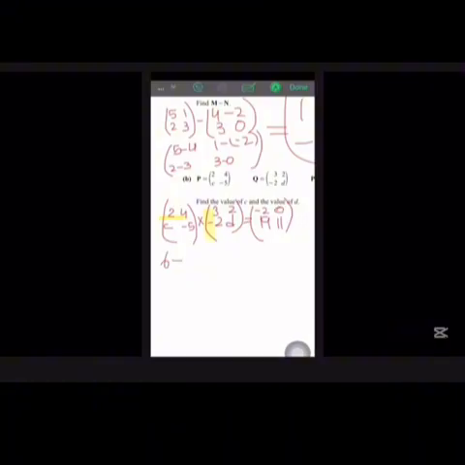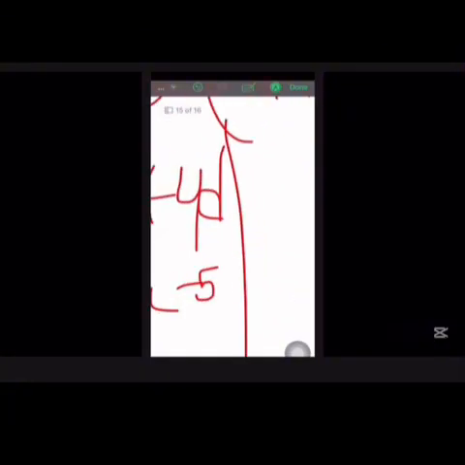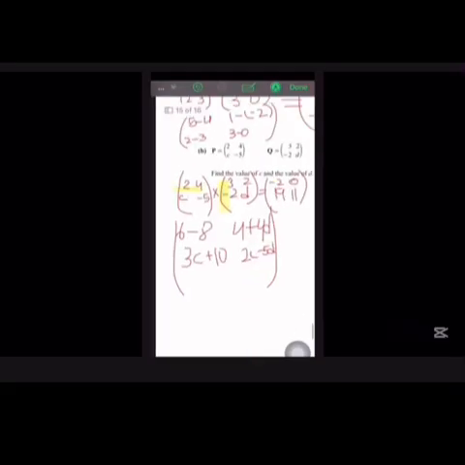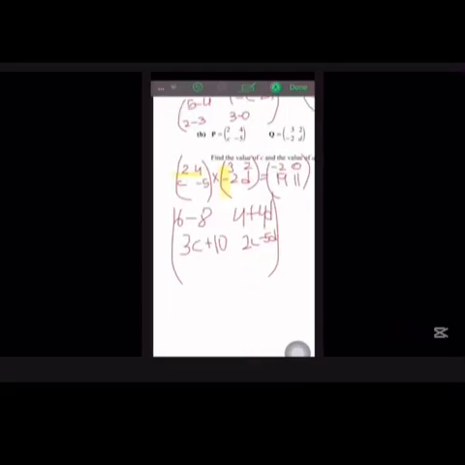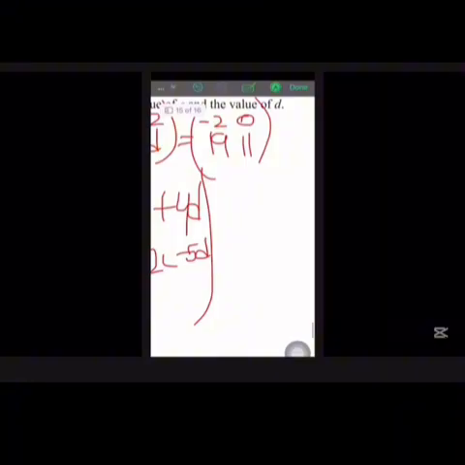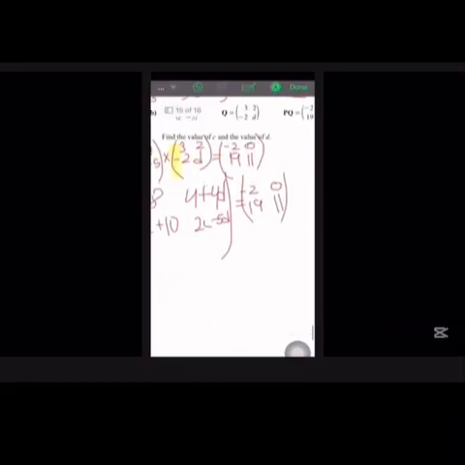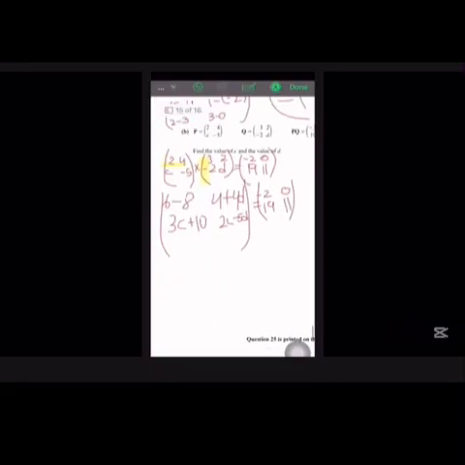6 multiplied by 8. Same like that. 4 plus 4D. 3C minus 3C plus 10. And then 2C minus 5D. Okay. So we have the equation here. Minus 2, 0, 19, 11. So we have to solve this equation basically.